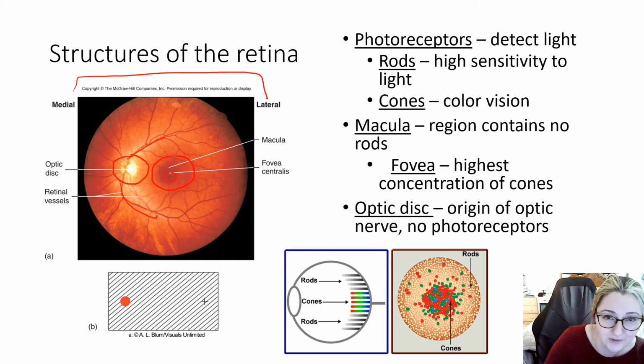Now you can flex on your optometrist next time and say, oh, how's my fovea centralis looking? Or how's my optic disc looking? Sound very, very smart to your optometrist.